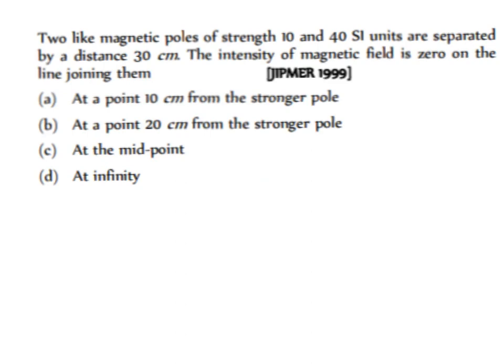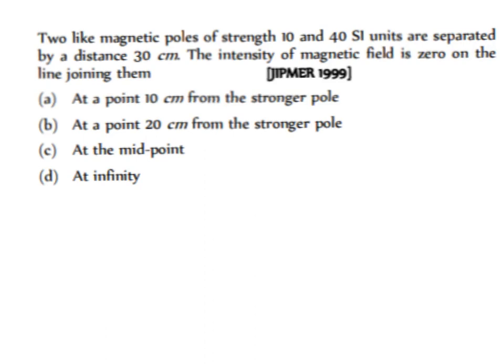The seventh one: two like magnetic poles of strength 10 and 40 SI units are separated by a distance of 30 centimeter. The intensity of the magnetic field is 0 on the line joining them. So let's try to solve this problem.